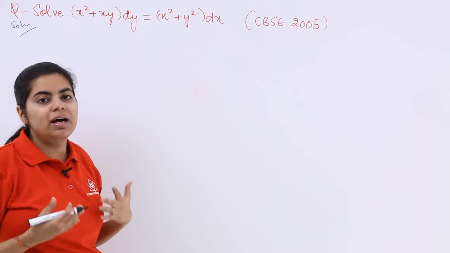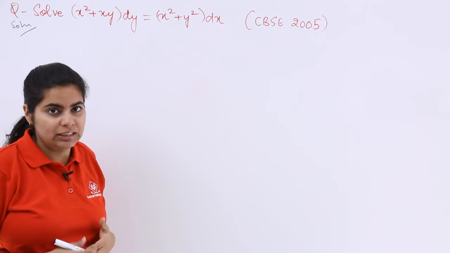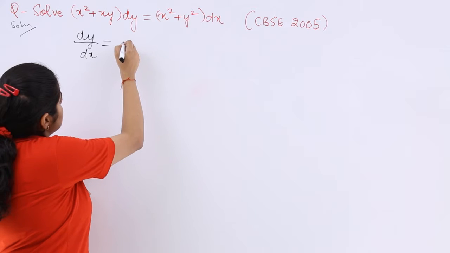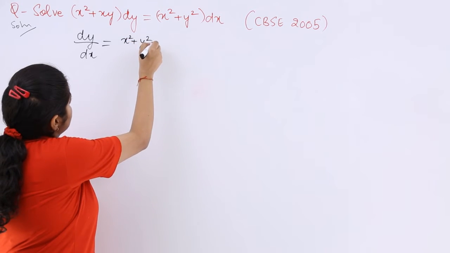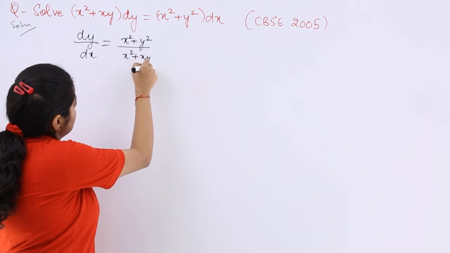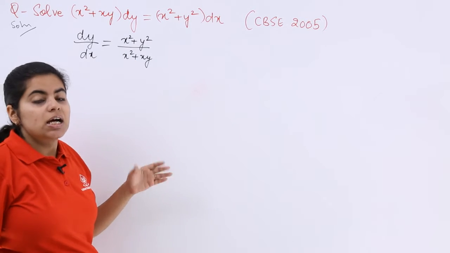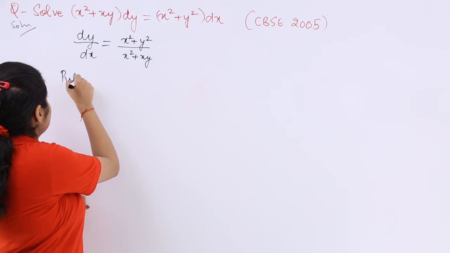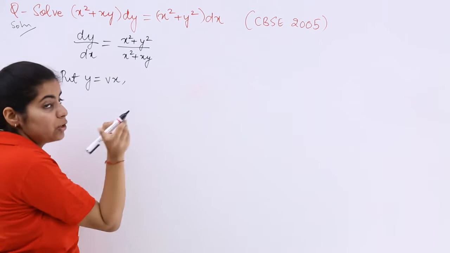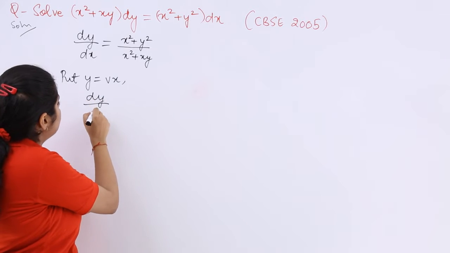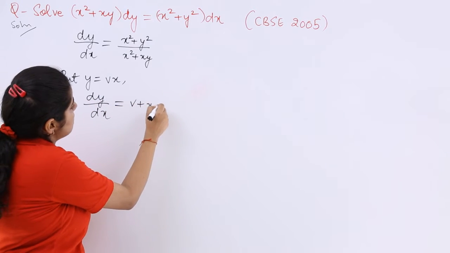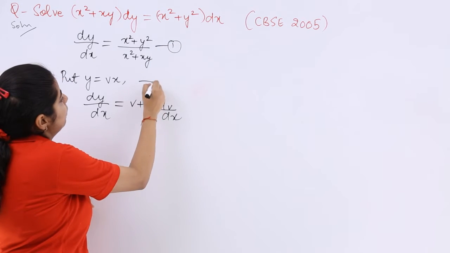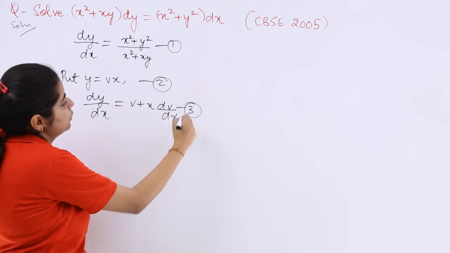If I can write dy by dx, I can directly solve it definitely. So what is dy by dx? Dy by dx is equal to x square plus y square upon x square plus xy, right? Now for the further part of the solution, I have to put y is equal to vx. So my dy by dx is equal to v plus x dv by dx. This you already know.